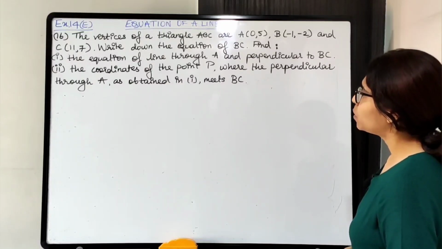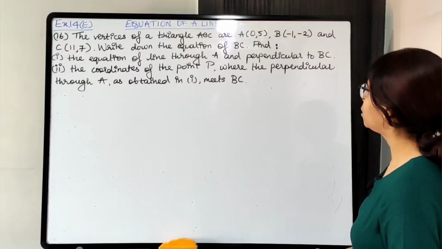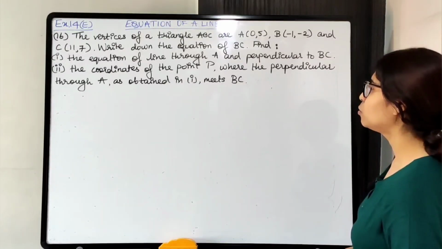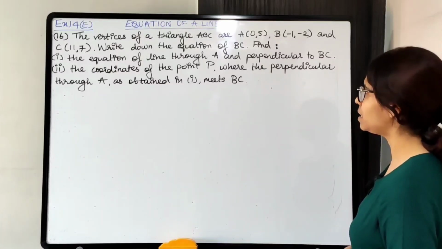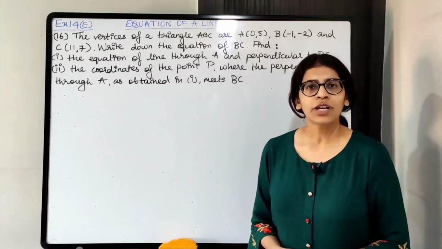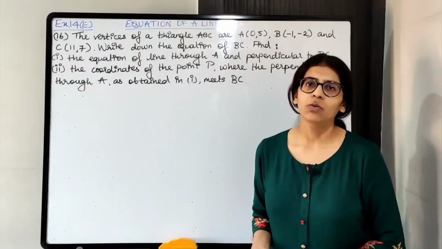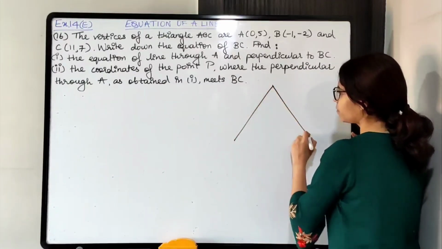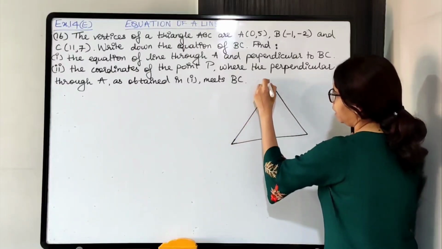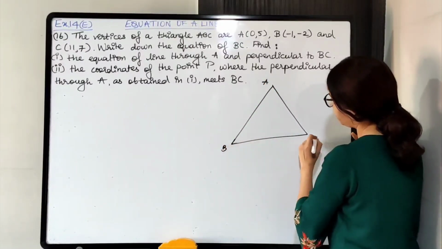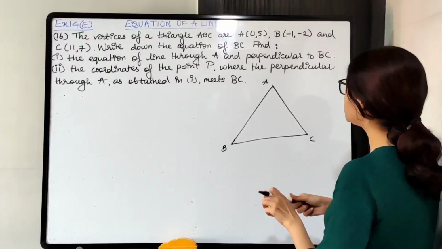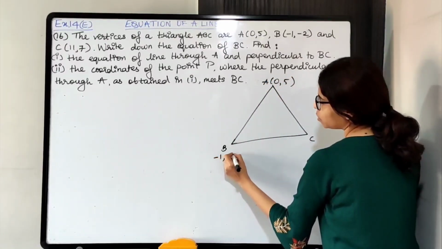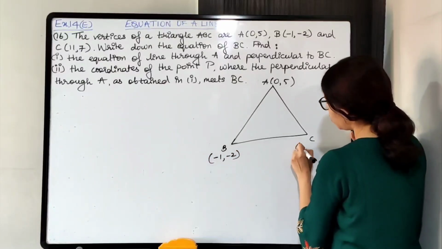Find, first part, the equation of line through A and perpendicular to BC. Second part, the coordinates of the point P where the perpendicular through A, as obtained in 1, meets BC. There is a triangle ABC and we are given the coordinates. So let's draw the triangle. ABC, the coordinates of A are 0, 5, B is -1, -2, C is 11, 7.